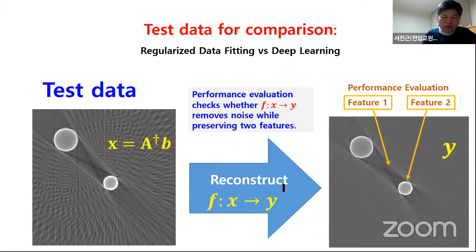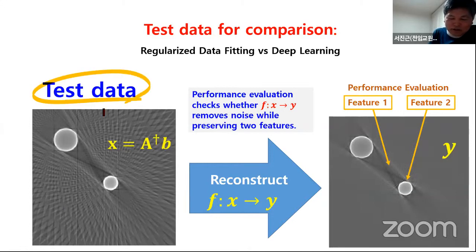So to compare, I used this type of special test data. Performance evaluation checks whether it removes the noise, as there is a lot of noise here, while preserving the two features. Feature one is this type of streaking one. Feature two is this circle. Maybe this is unfair, but anyway, I used this unfair comparison.